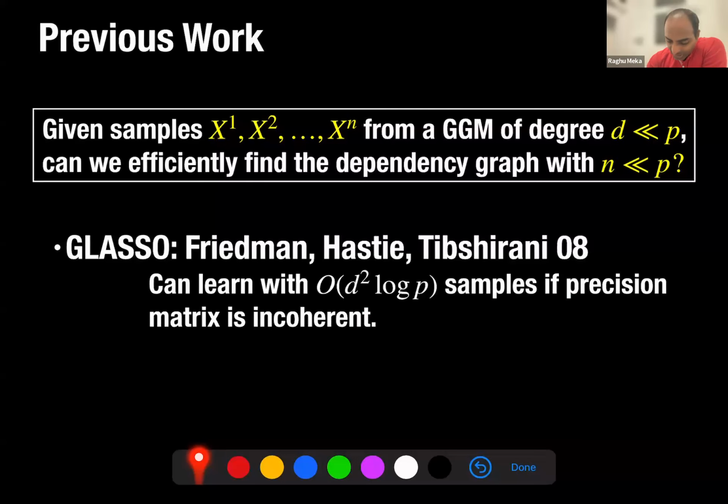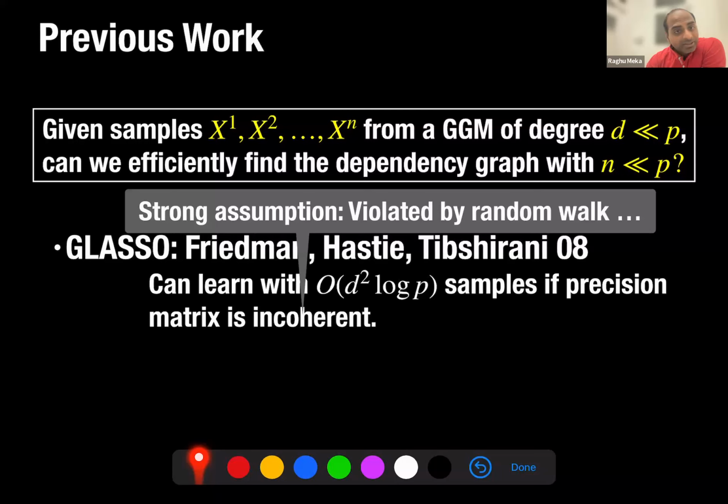So it does get the desired sample complexity, but it needs stronger assumptions on the precision matrix. The precision matrix needs to satisfy some condition called incoherence. I'm not even going to define what it is, but it's such a strong condition that it is violated even by the random walk example we just saw. So the random walk example is still hard for this particular software package.